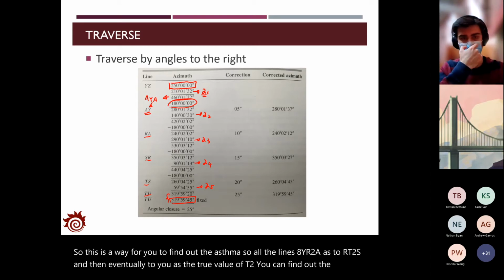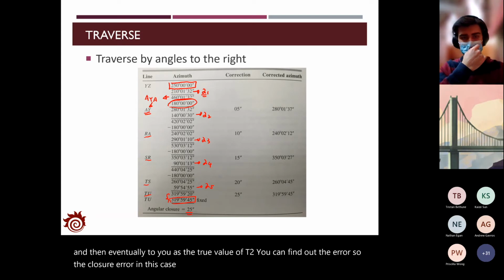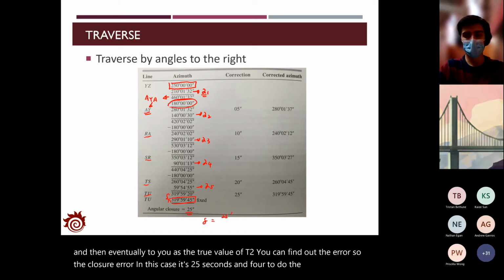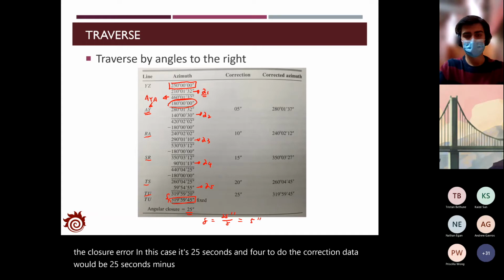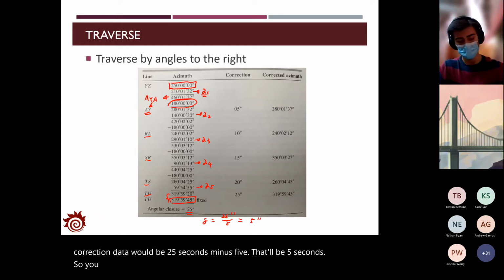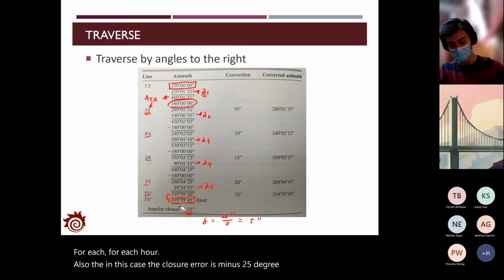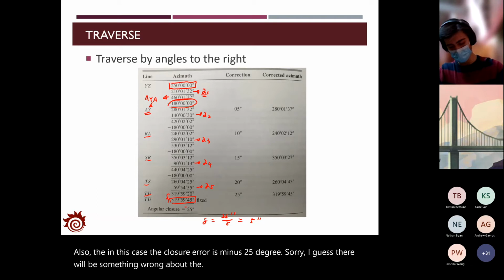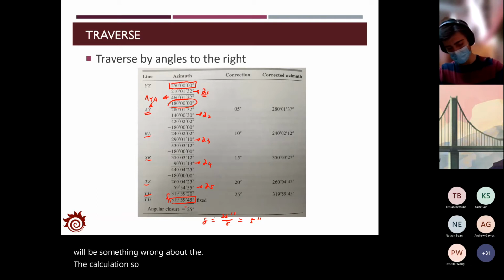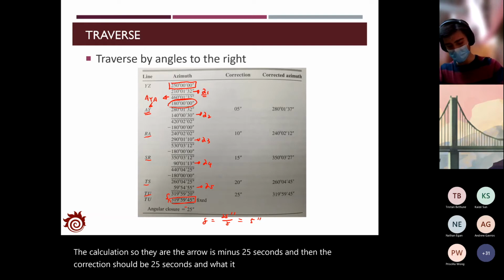So the closure error in this case is 25 seconds, and to do the correction, delta would be 25 seconds divided by 5, that would be 5 seconds. So you need to apply the correction for each. Sorry, I guess there is something wrong about the calculation. The error is minus 25 seconds, and then the correction should be 25 seconds. And what you will observe about the delta is 5 seconds.